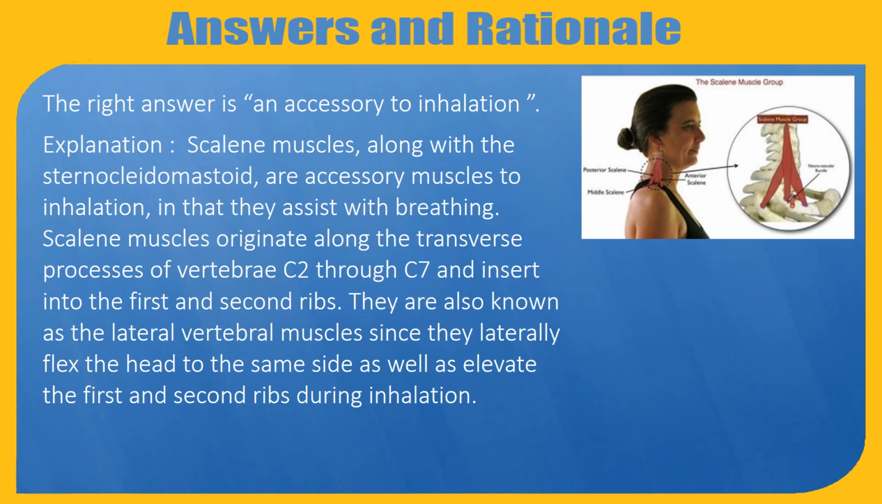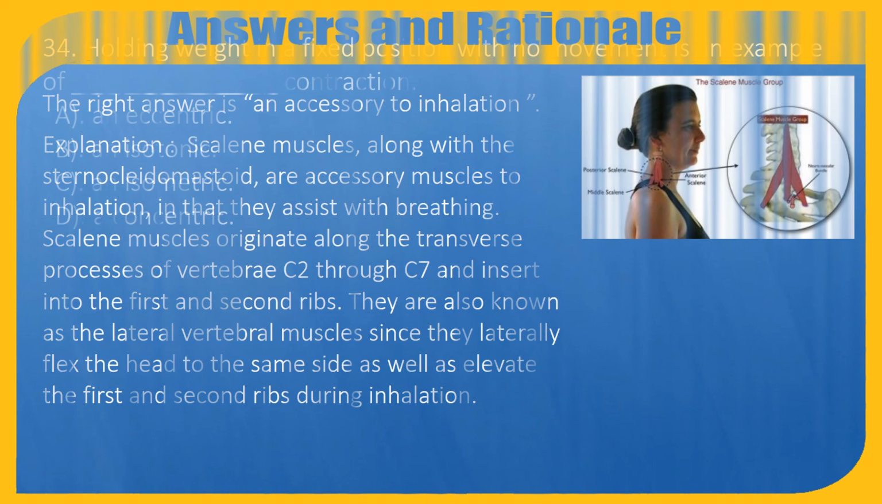Explanation: scalene muscles, along with the sternocleidomastoid, are accessory muscles to inhalation, in that they assist with breathing. Scalene muscles originate along the transverse processes of vertebrae C2 through C7 and insert into the first and second ribs. They are also known as the lateral vertebral muscles since they laterally flex the head to the same side as well as elevate the first and second ribs during inhalation.